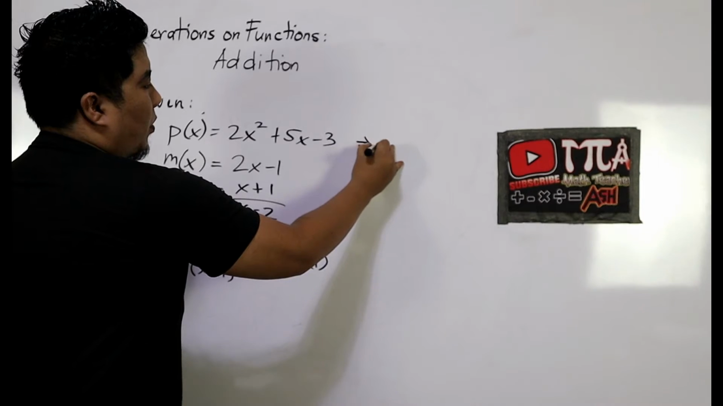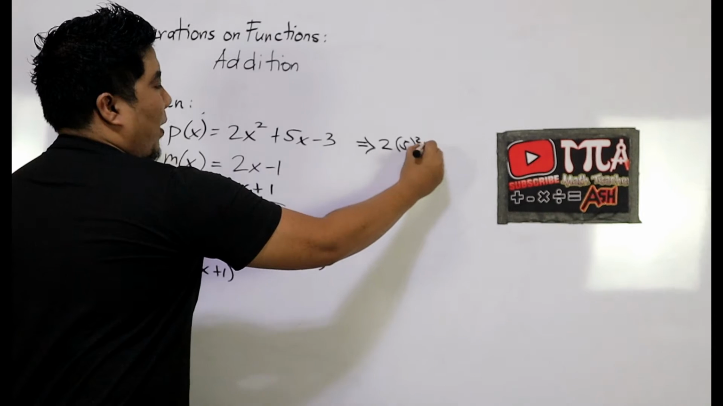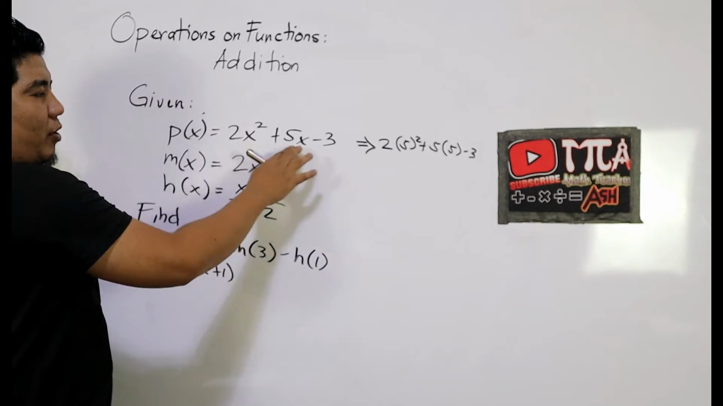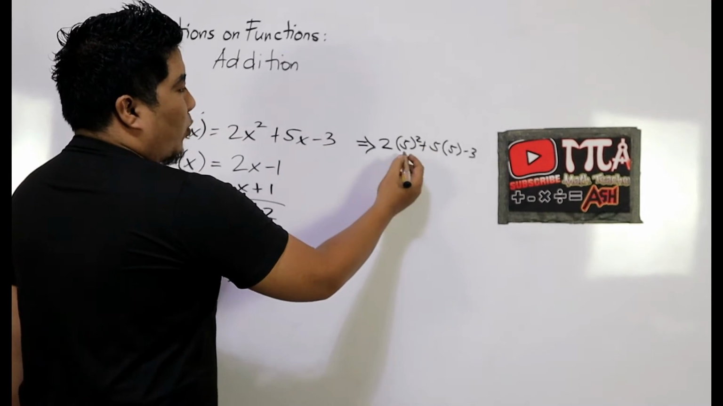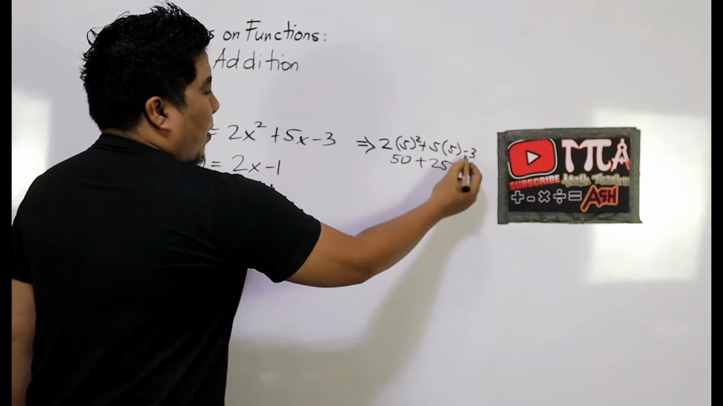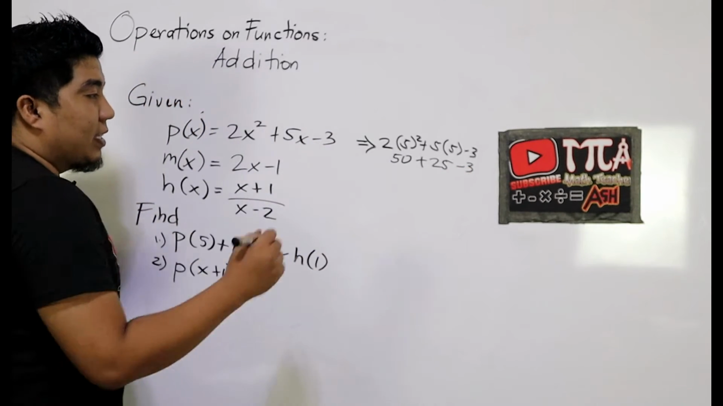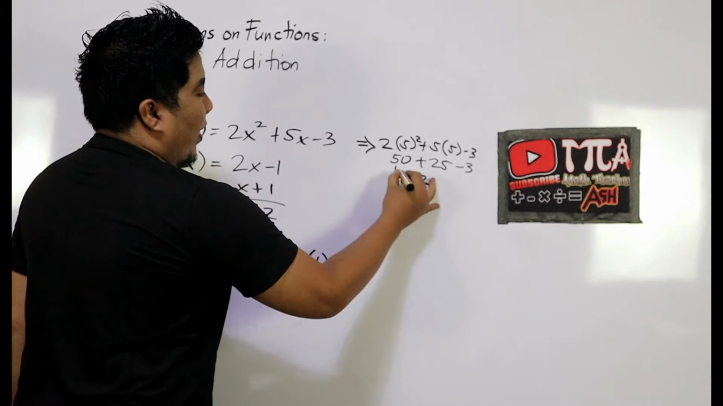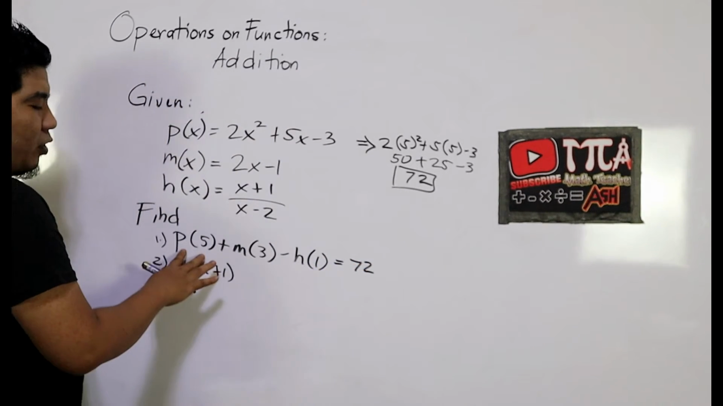So this will become 2 times 5 squared plus 5 times 5 minus 3. I just substituted the value of x with 5. Clear? Alright. So 5 squared is 25. 25 times 2, that is 50. Plus 5 times 5, that is 25, minus 3. Alright. So 50 plus 25, that is 75. 75 minus 3, and that is 72. Alright. So your final answer for this one is 72. So basically, you put 72 here for your first term.